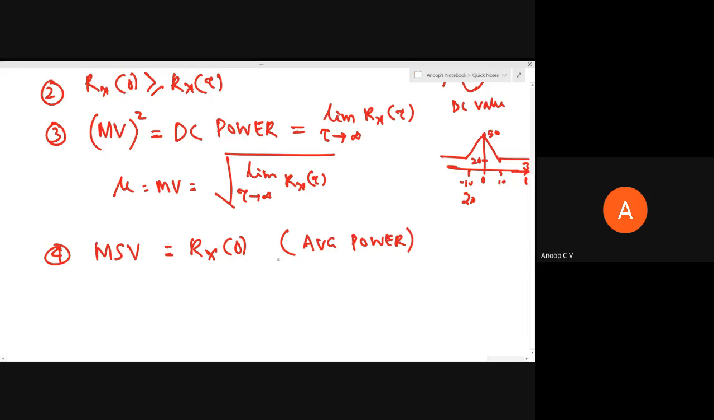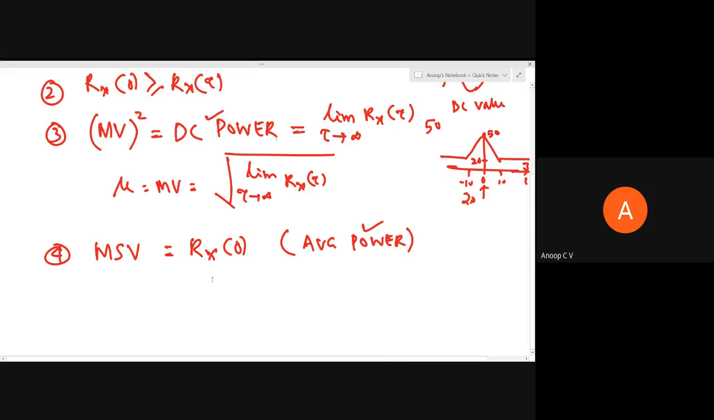Maybe you might have studied this. The mean square value is Rx of 0. What does that mean in this autocorrelation? In this case, the mean square value will be the value of the autocorrelation function at tau equal to 0, which is equal to 50. This is nothing but the average power. The mean value square is the DC power, that is Rx of tau at tau equal to infinity, and the mean square value is Rx of 0.